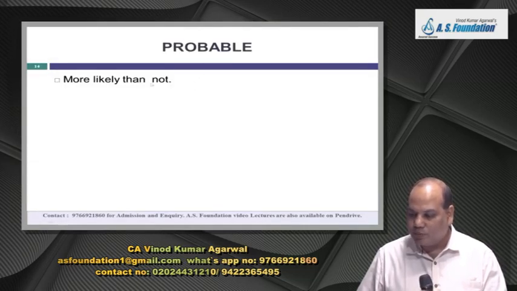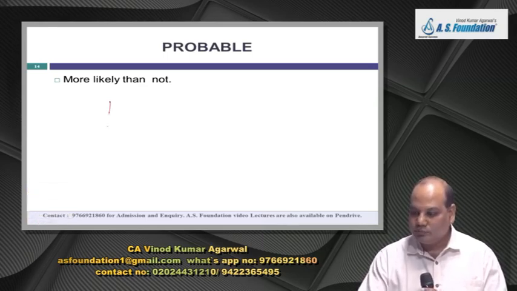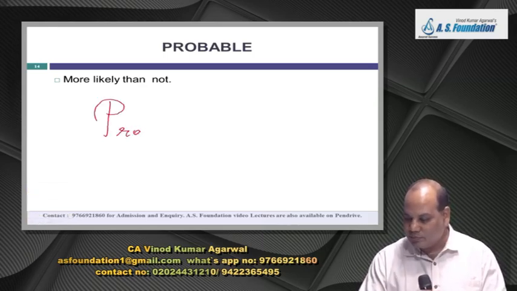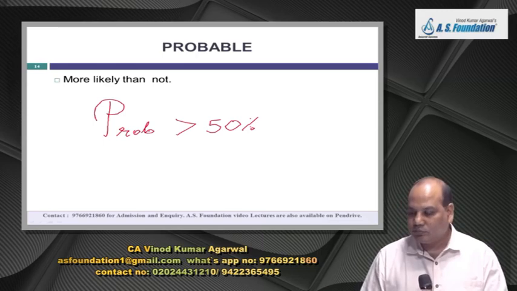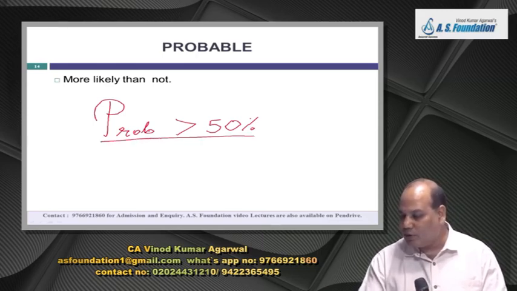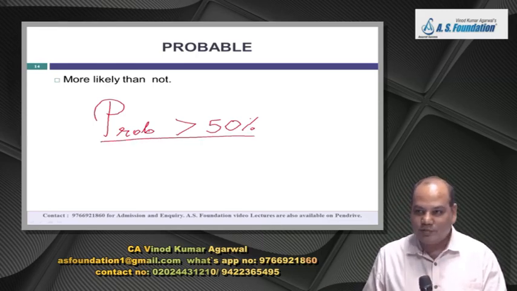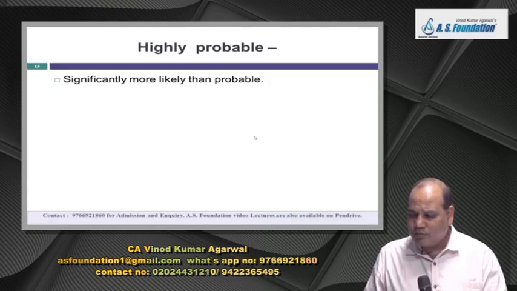And what do you mean by probable? Probable means more likely than not. Now what do you mean by more likely than not? Probability is more than 50%. This word probable will be used in the standard many times. Okay, so probable. And what is highly probable?